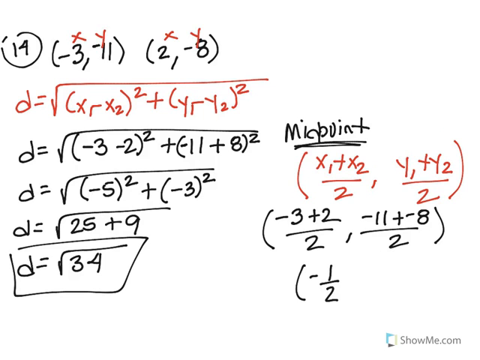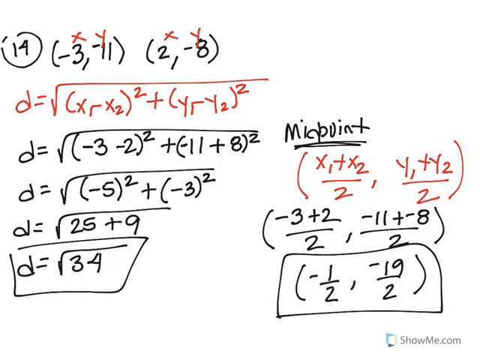And we're going to keep it in fraction form. And then negative 11 plus a negative 8, you're going to add them up because they're the same sign. And that's negative 19 over 2. So they did not reduce down evenly, so keep them in fraction form. Negative 1/2, comma, negative 19/2. And you would keep it in parentheses when you put it in MyLabs because it's an ordered pair. So it must be in parentheses.